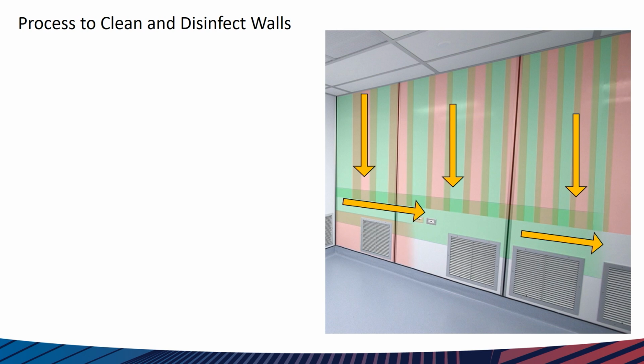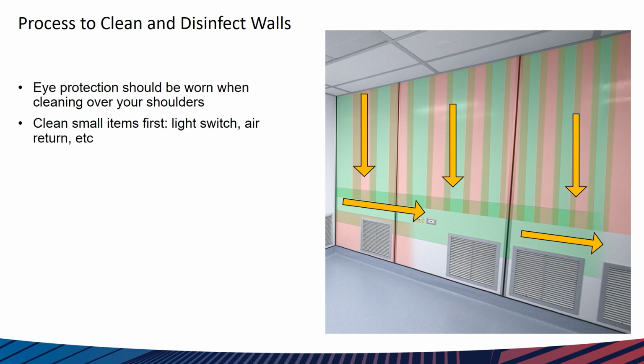Let's talk about the process to clean and disinfect our walls. Again, I want to make sure we're wearing eye protection, because we will have that mop up over our head as we're on the top part of the wall. You want to clean small items first, like light switches and stop signs. That's a general rule I use for cleaning anything in a clean room. I want to clean the small stuff first.